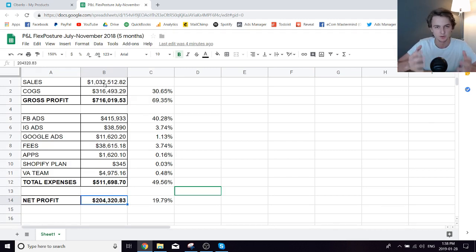20% is usually what you're looking at when you scale to this level. When you're scaling to 6 figures a month, it's hard to get better than 30% profit margins, and most people get 20 to 25, if not a lot lower.